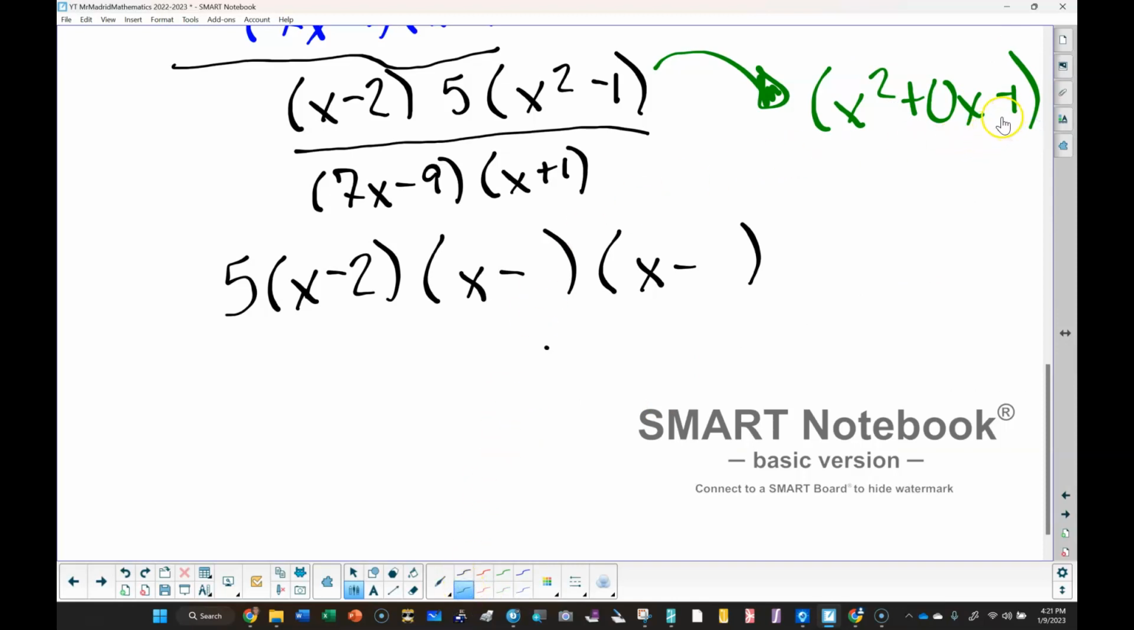Which means I need two numbers that multiply to give me a negative one and add up to 0. So that's going to be minus 1 plus 1, right? This times this gives me this. This plus this is 0x, and the 0x doesn't exist. That's why it's not on here, okay?